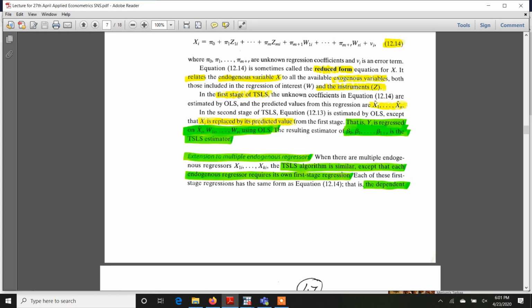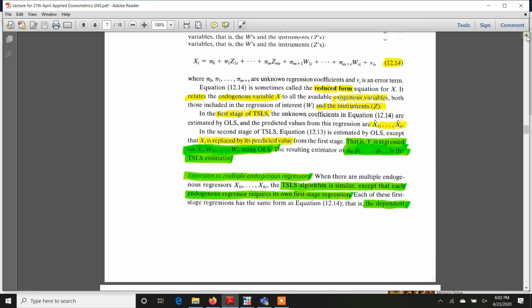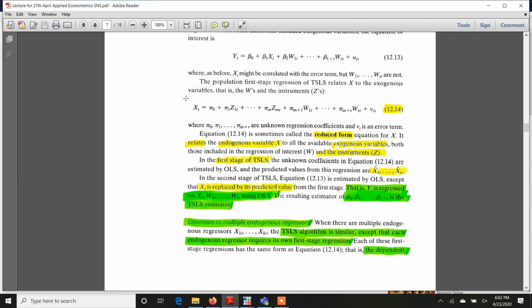The process is similar, except that each endogenous regressor requires its own first stage regression, right? That is, in the first step, if we have, for example, 3 endogenous variables, I will first run the first stage regression for the first one, that is x1 as a function of all these, then x2 as a function of all these, and then x3 as a function of all these, right? And the good part is you need to conceptually understand the process, so that whatever is being reported by the statistical software, you can interpret.